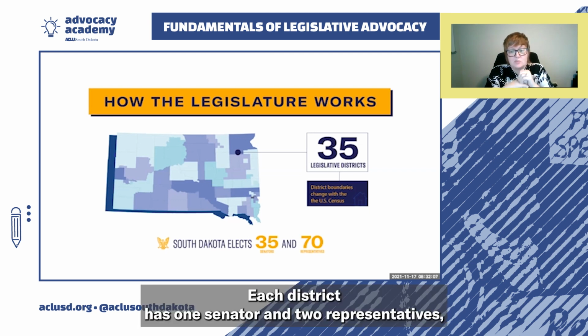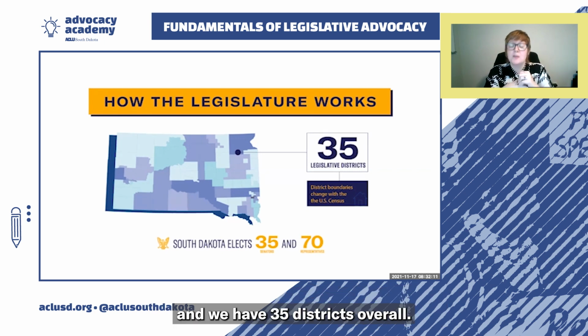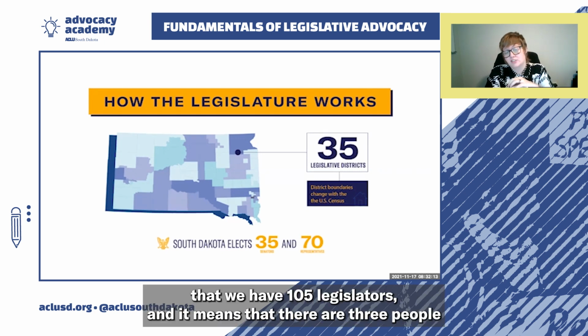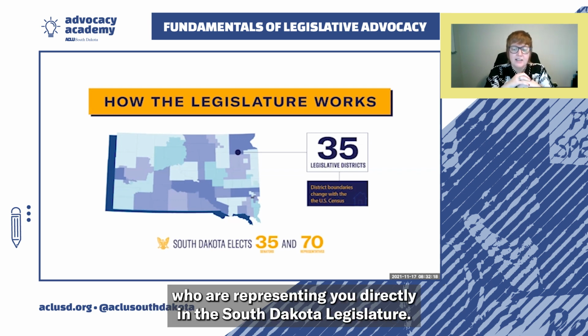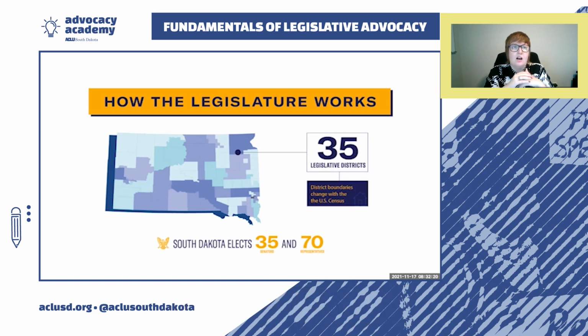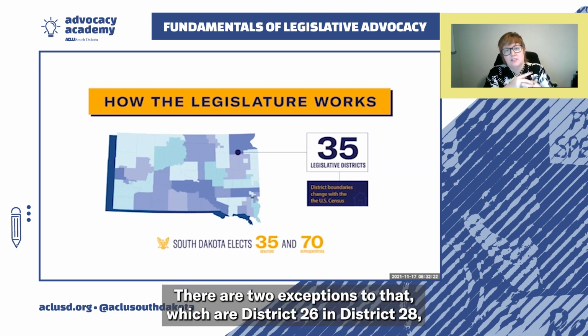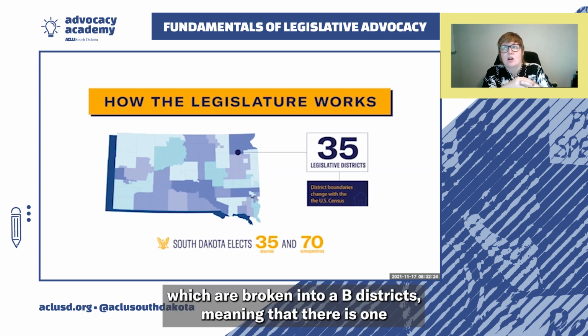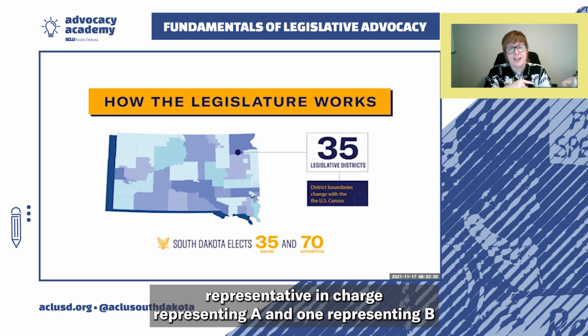Each district has one senator and 2 representatives, and we have 35 districts overall. So that means that we have 105 legislators, and it means that there are 3 people who are representing you directly in the South Dakota legislature. There are 2 exceptions to that, which are District 26 and District 28, which are broken into A-B districts. Meaning that there is 1 representative in charge of representing A and 1 in charge of representing B.